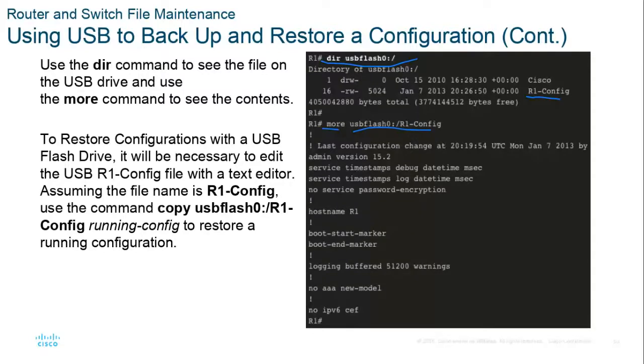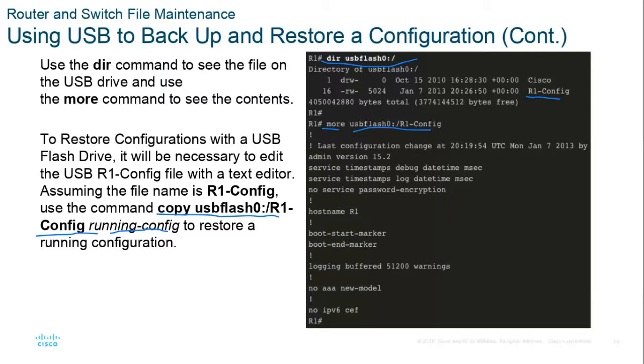If I need to restore it from another machine, say this router fails, and I get a new one from Cisco, I could then copy the backup file from the USB to the running config of the new router, and it'll be back in operation very quickly.